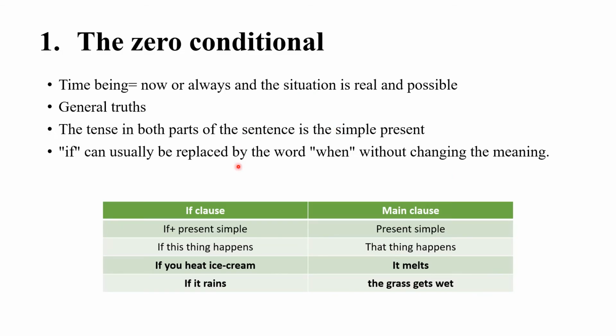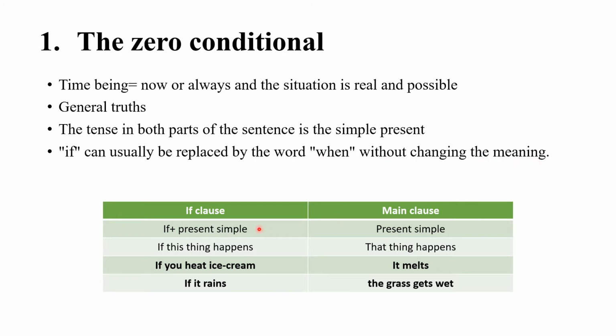The very first type of conditional is the zero conditional. The zero conditional is used when the time being referred to is now or always and the situation is real and possible. The zero conditional is often used to refer to general truths. The tense in both parts of the sentence is present simple. In a zero conditional sentence, the word if can usually be replaced by the word when without changing the meaning.